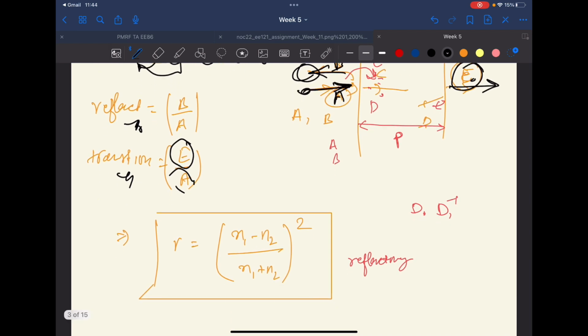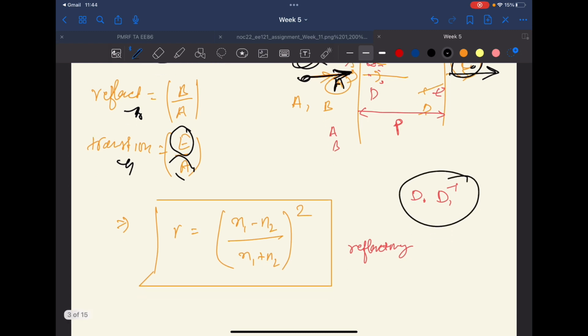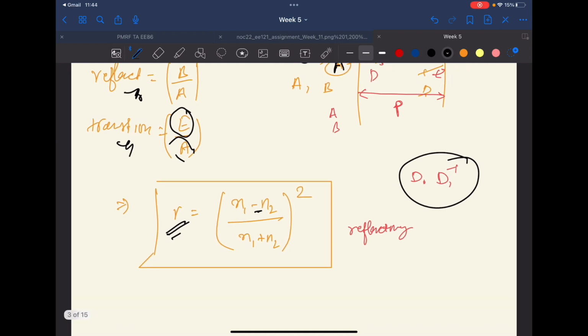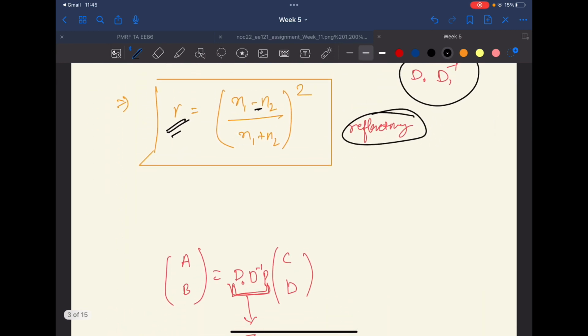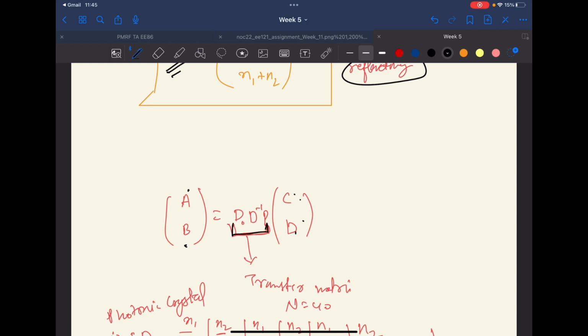There are also some D or D inverse matrices to diagonalize the matrix. So the reflectance can be calculated as n1 minus n2 upon n1 plus n2, the whole squared. This is the reflectance calculated for the stack region. The coefficients a, b, c and d can be related by a matrix defined by D0, D1 and P. This is called the transfer matrix.